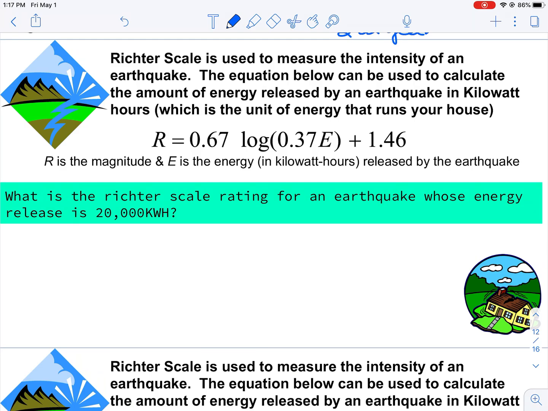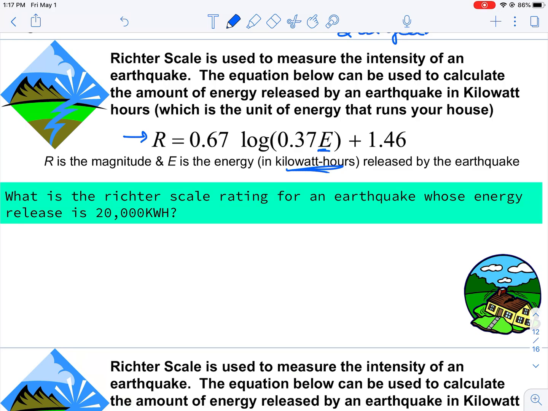Okay, in this video, I'm going to look at some different things we can do with exponentials and logs. In this first one, we're talking about earthquakes. One of the things logs are used for is the Richter scale that you've probably heard of. In this formula, the Richter scale value is related to the amount of energy, and this energy is in kilowatt hours, which is actually what you use for your house.